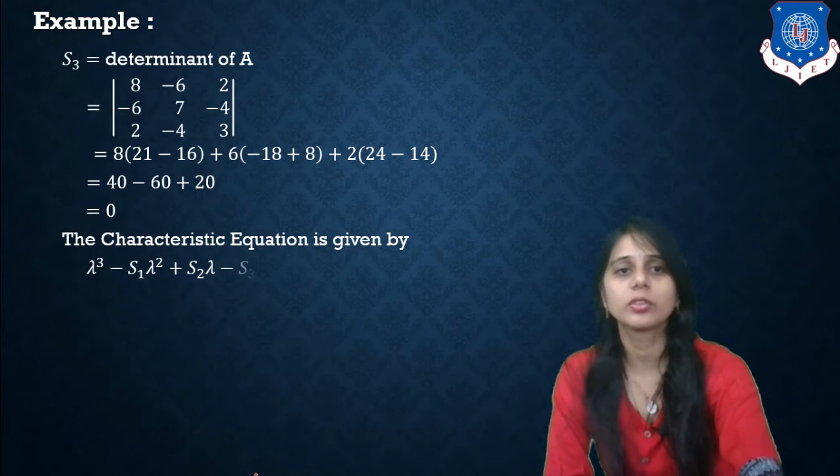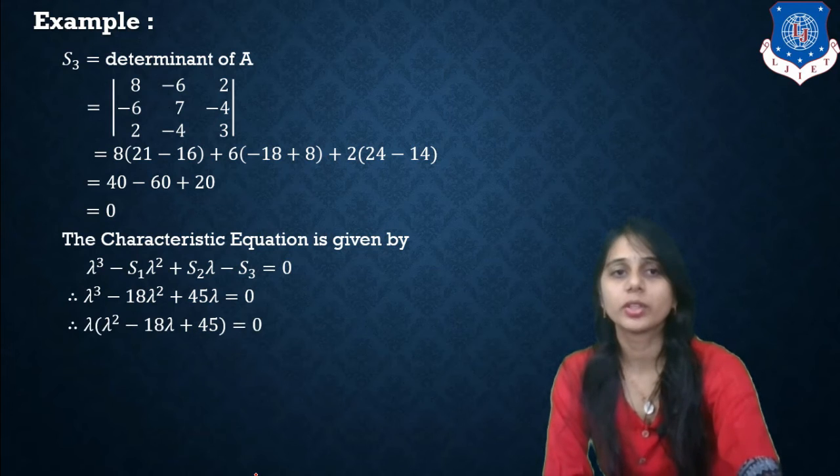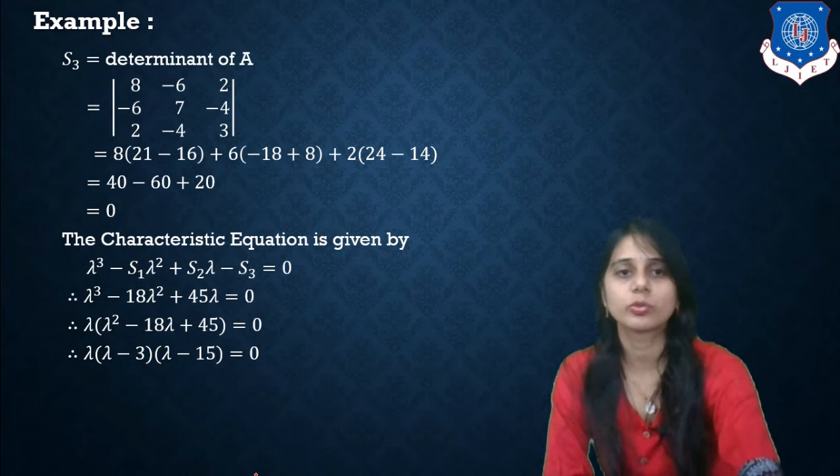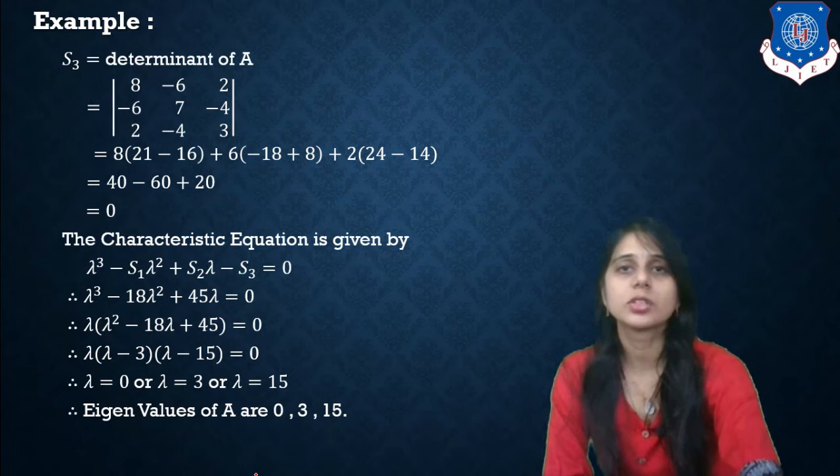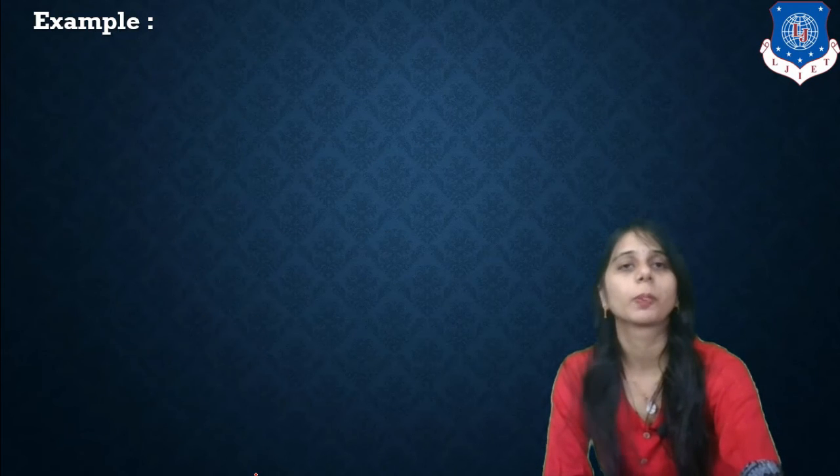So the characteristic equation is lambda cube minus s1 lambda square plus s2 lambda minus s3 equal to 0. We get lambda cube minus 18 lambda square plus 45 lambda. So we get lambda square minus 18 lambda plus 45. The answer is lambda minus 3, lambda minus 15 equal to 0. So we get lambda equal to 0, 3 and 15. Eigenvalues are 0, 3 and 15.